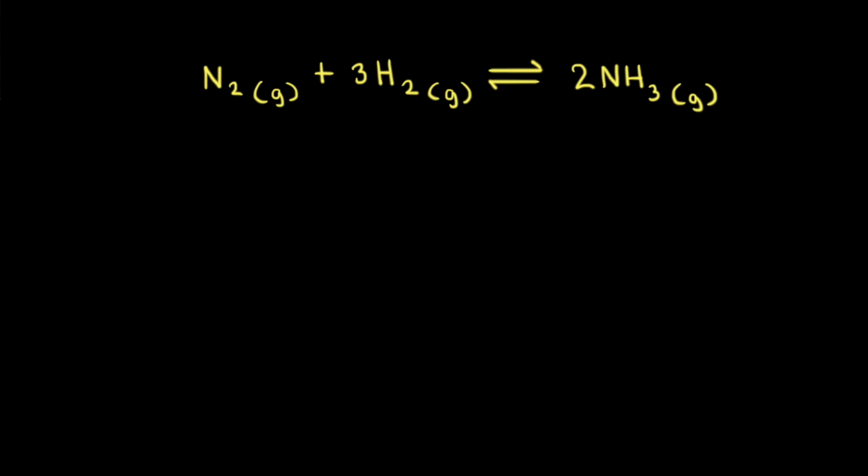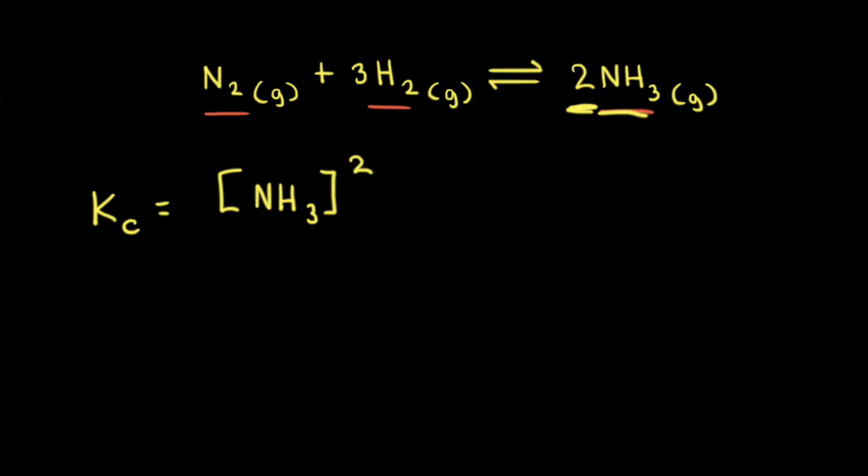Let's write an equilibrium constant expression for the following reaction, which shows the synthesis of ammonia from nitrogen and hydrogen, and everything is in the gaseous state. We start by writing the equilibrium constant Kc, C because we're dealing with concentrations. And we start with our product, which is ammonia. So we write the concentration of ammonia, and we raise the concentration of ammonia to the power of the coefficient in the balanced equation, which is a 2.